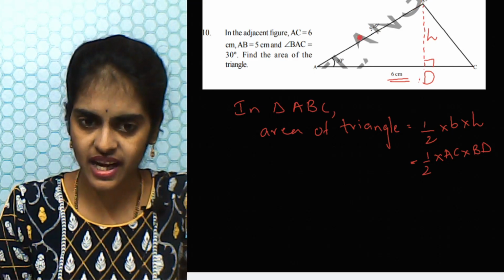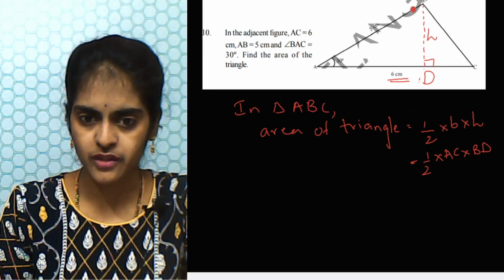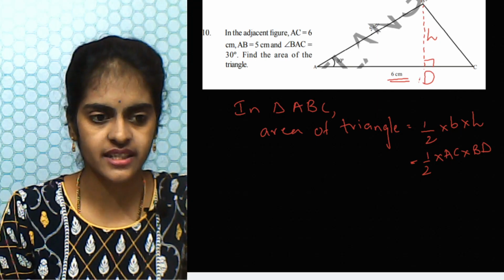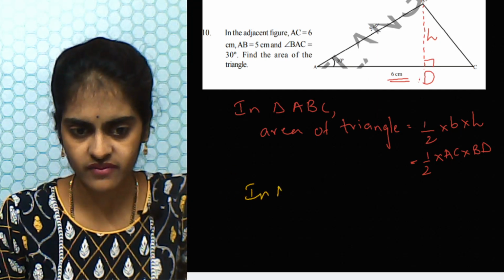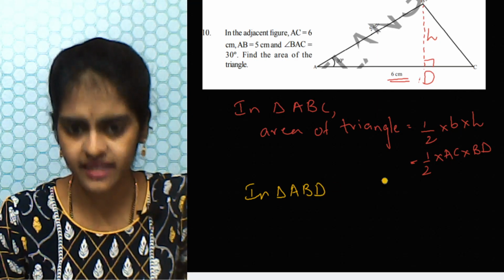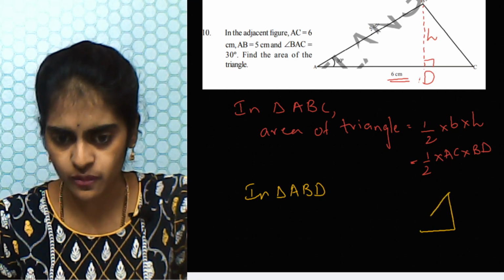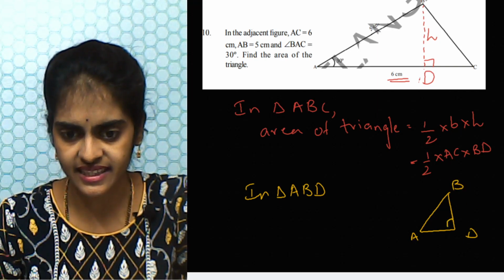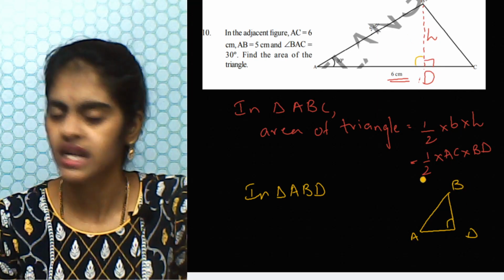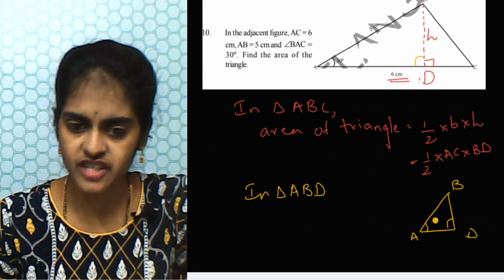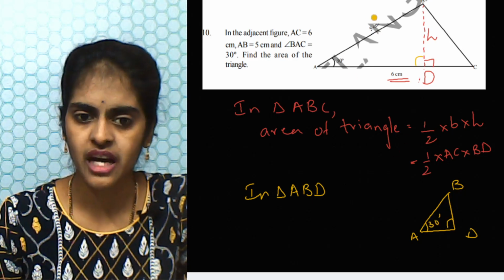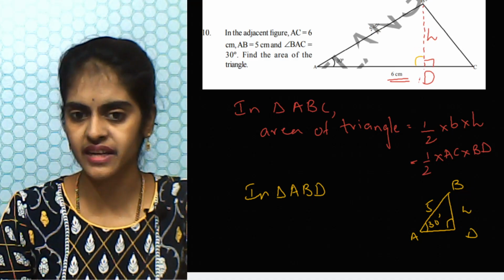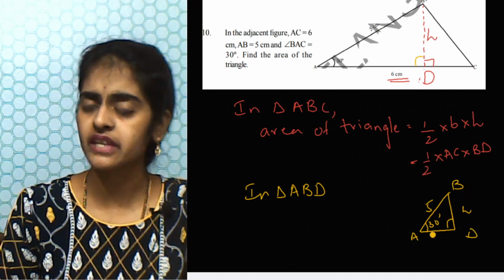Now just see in this triangle ABD. Let me draw it for you. So in triangle ABD, this is A, this is D, this is B, and this is 90 degrees, isn't it? This angle is given, which is 30 degrees. This side is 5. So you have to find the height. BD you have to find, isn't it? You want BD. So how will you get it?